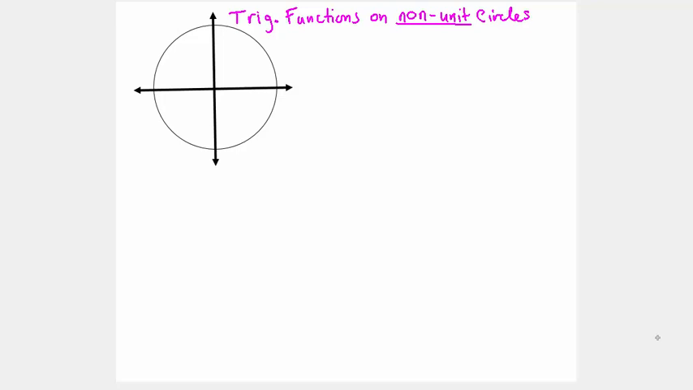This video is about trig functions on non-unit circles. And first, let's recall a few things that we already know. Over here in this unit circle that I have blank in the top left corner, I'd like to draw a central angle, which I will call theta for now.